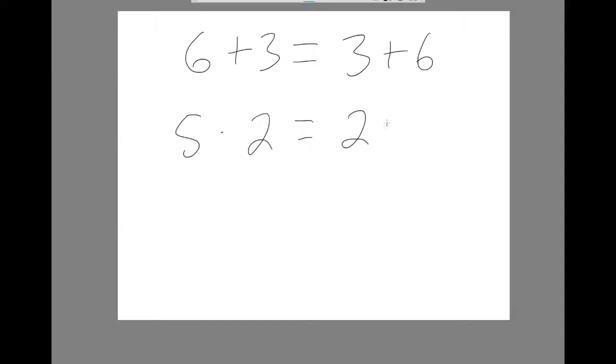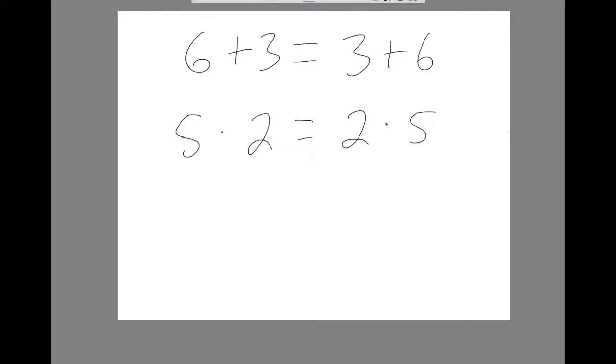Now let's look at the commutative properties of addition and multiplication. And the commutative property simply means we've moved something. So 6 plus 3 is the same as 3 plus 6. This is the commutative property of addition. 5 times 2 equals 2 times 5. That's the commutative property of multiplication. So we've got the associative properties of addition and multiplication. We have the commutative property of addition and multiplication.